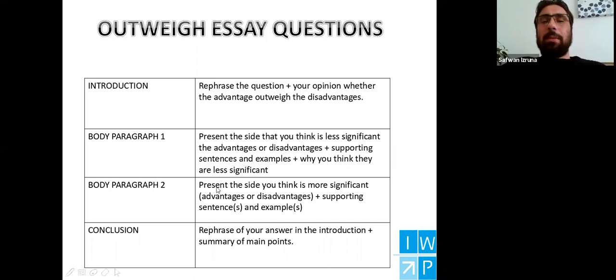Okay. Then when we move to the second body paragraph, you're going to present the side that you think is more significant. So this could be the advantages, or it could be the disadvantages. Okay, and make sure that you give some very, very strong reasons why these advantages or disadvantages are very, very significant. Okay, and then we finish off with just a summary of the main points.